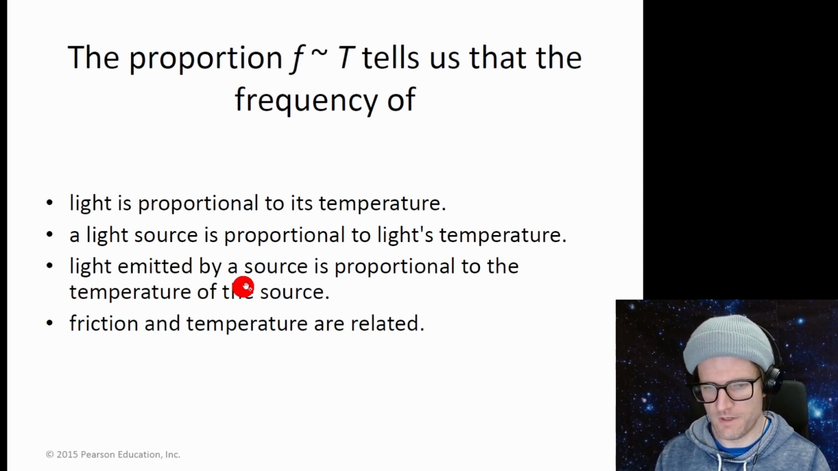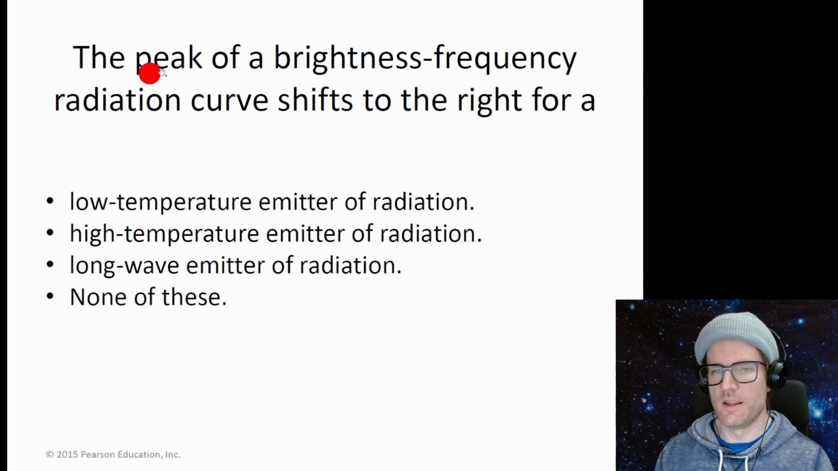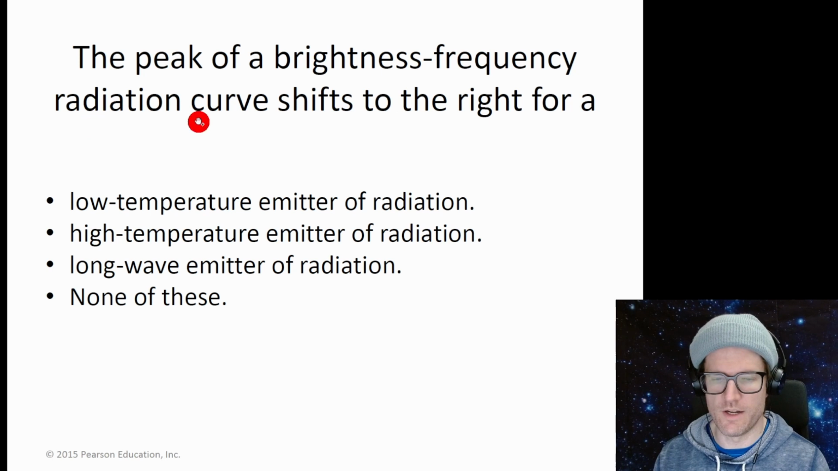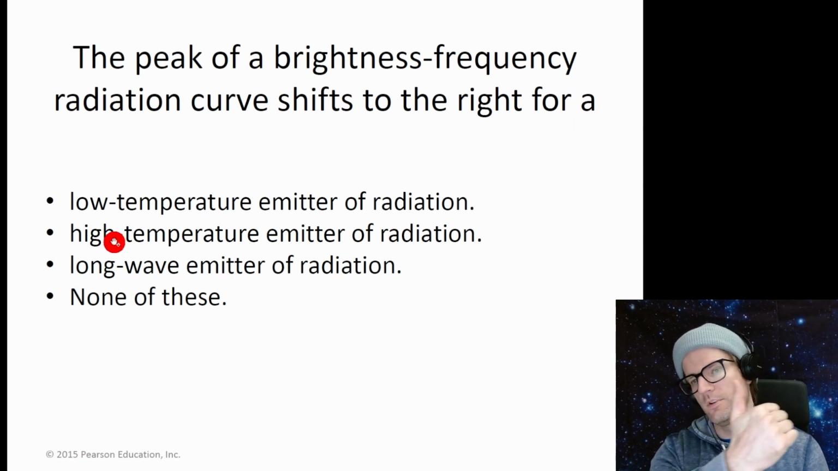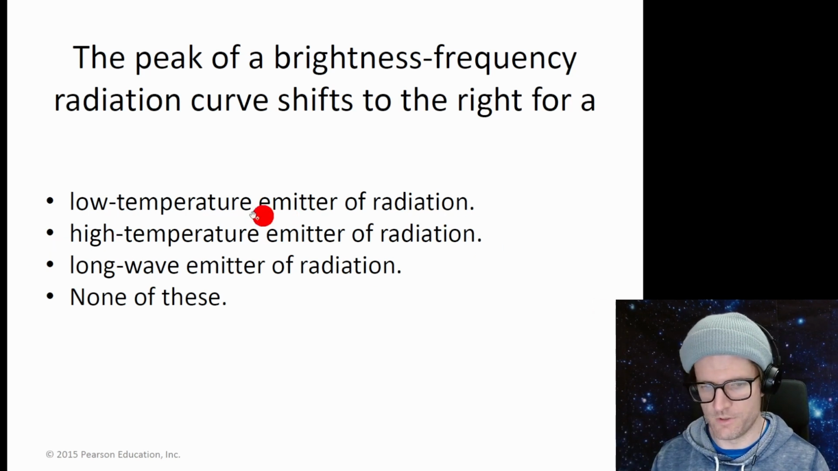Frequency of light emitted by a source is proportional to the temperature of the source. That sounds really good. This is the third one, the best. So the source's frequency of light emitted, the peak, is proportional to the temperature of that source. The peak of the brightness-frequency radiation curve shifts to the right as the temperature goes up, the frequency goes up. So it's going to be a high temperature emitter.